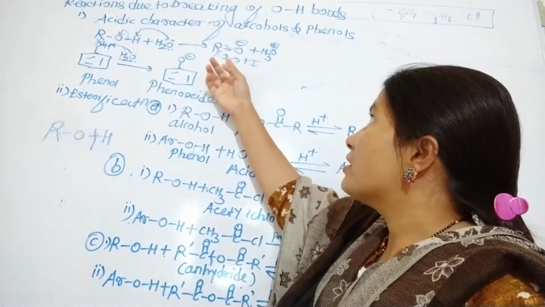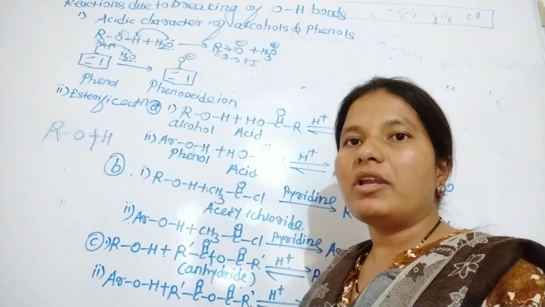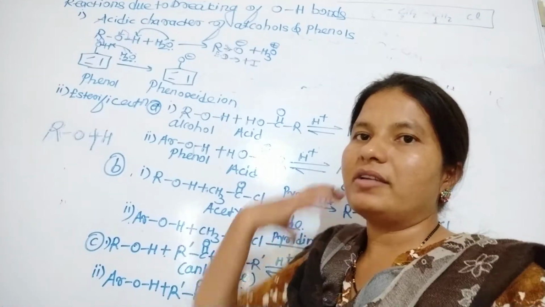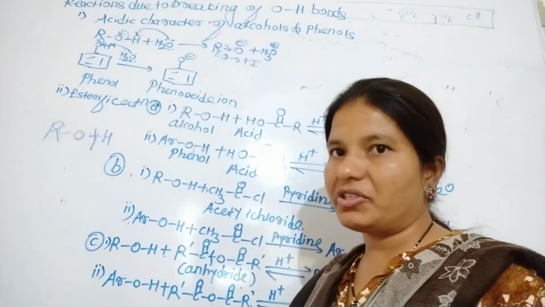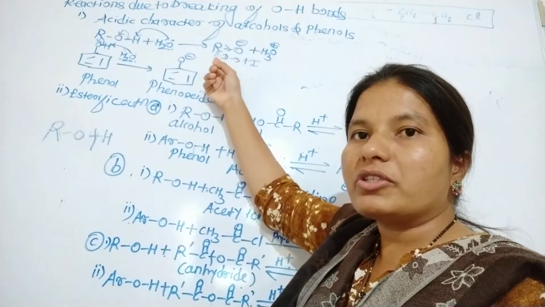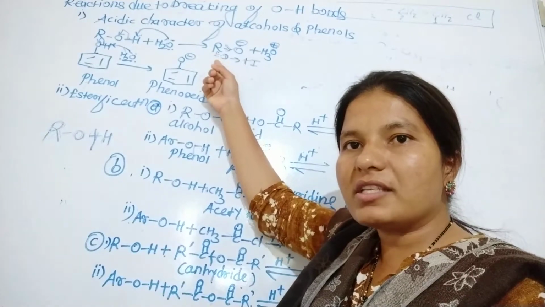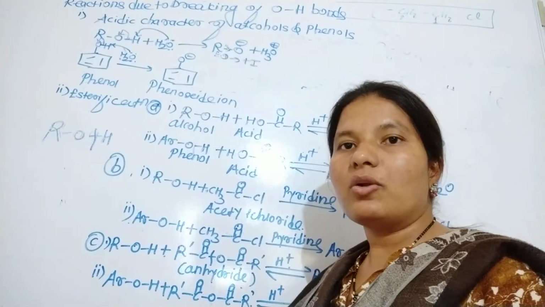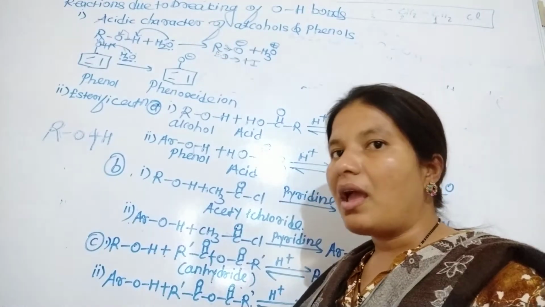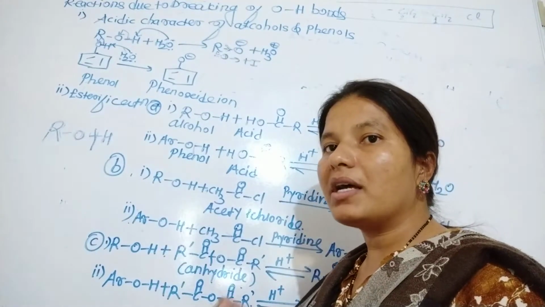The plus I effect does not stabilize this conjugate base, because there is only R, there is no conjugation. That means there is destabilization. Because of this plus I effect, your conjugate base gets destabilized. When the electron donating group increases, delocalization is not possible and your conjugate base gets destabilized and becomes unstable.